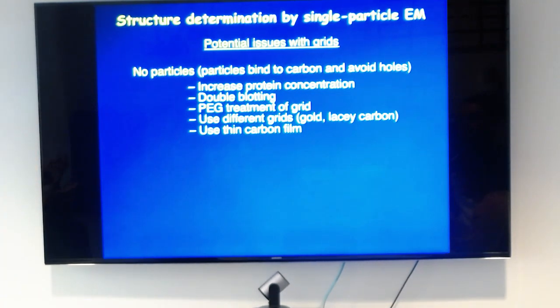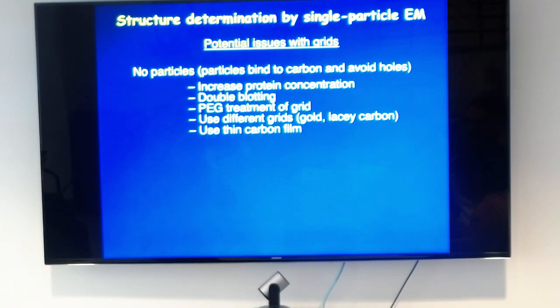Often you just have to increase the protein concentration. Another method is that you apply the specimen, you blot, and then you apply the specimen again. And the idea why you don't see the proteins in the holes is that the proteins actually go on the surrounding carbon film. When you apply the protein for the first time, you cover all the carbon film. That is now saturated, and if you now apply the sample for a second time, the idea is it will now go into the hole. So that works sometimes.